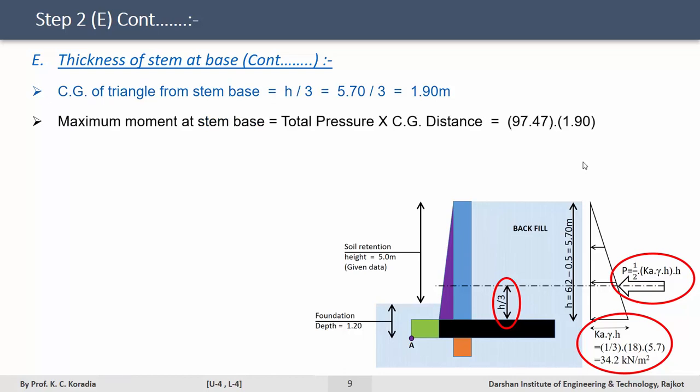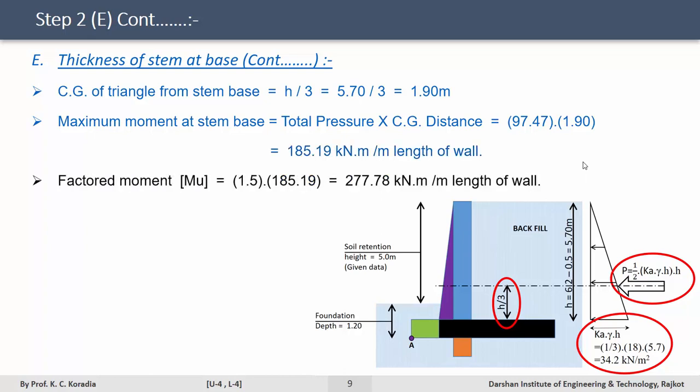Therefore, maximum moment at stem base will be equal to total pressure derived in the previous slide into center of gravity distance. The answer will be 185.19 kilonewton meter per meter length of the wall. Therefore, the factored moment will be 277.78 kilonewton meter per meter length of the wall.